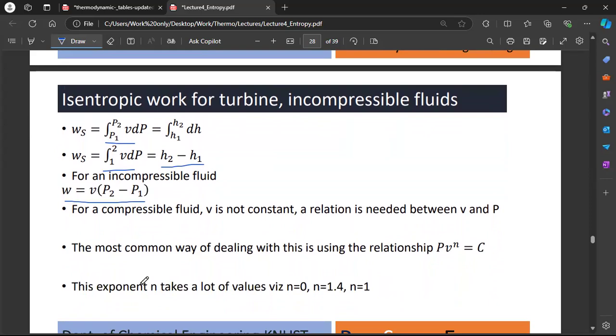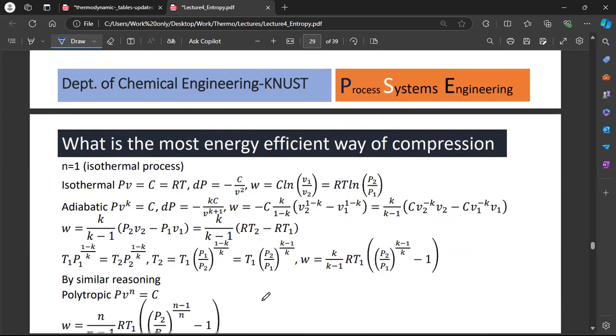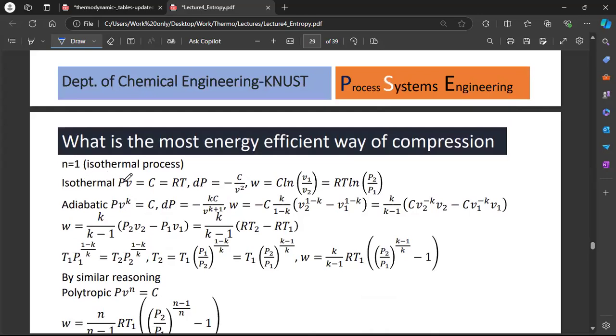In the case where the fluid is compressible, so the volume is not constant, we would need a relation to work with. So we go back to our polytropic relation. Remember we said PV to the power n is equal to C, right? And we're saying n can have different values. n can be 0, 1.4, 1. Depends on the kind of system that you are working with. Is that okay? So if n is equal to 1, we are dealing with an isothermal process. So PV is equal to C is equal to RT.